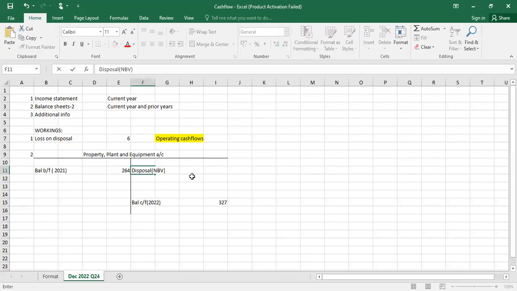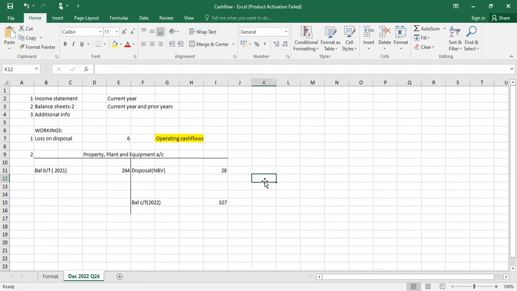Now, what was the net book value of the asset we disposed? Go back to note number 1. We are told that the net book value for it at the time of disposal, how much was it? Somebody. 28 million. That was 28 million.